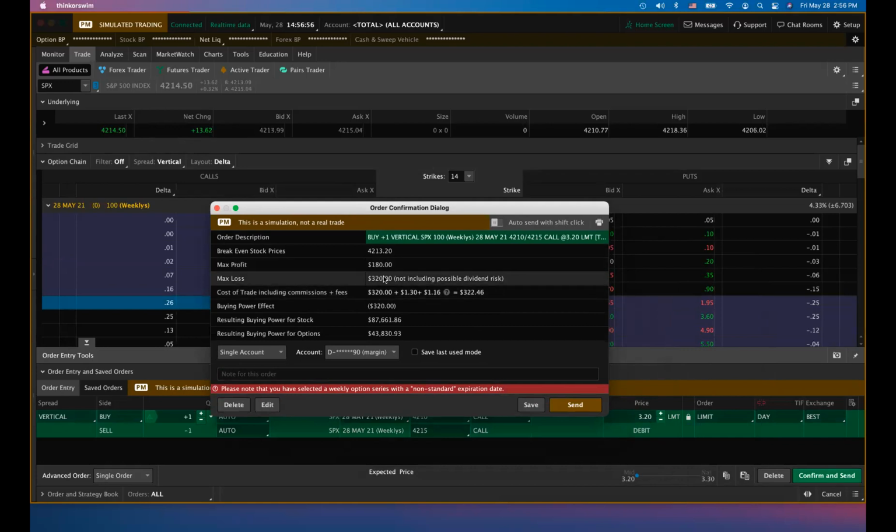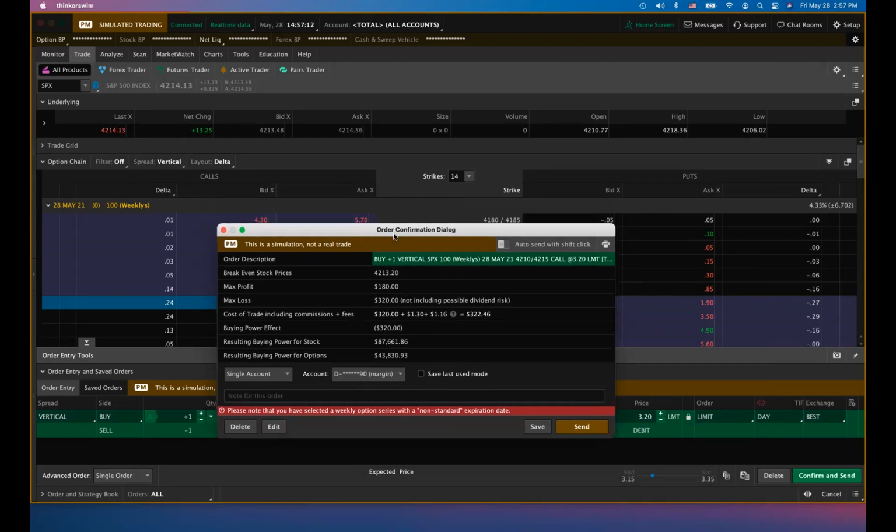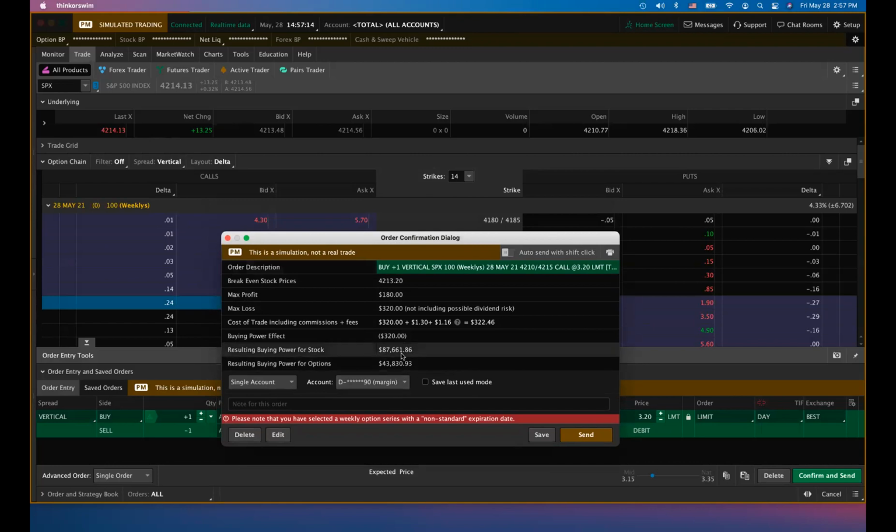So whichever way this goes, the maximum that I can lose is $320 and the maximum that I can get is $180. If I just bought this and forgot it, expecting the price to go through both my strikes, which right now are at 42.10 and 42.15, then if it goes above 42.15, I will get the maximum profit, which is $180.